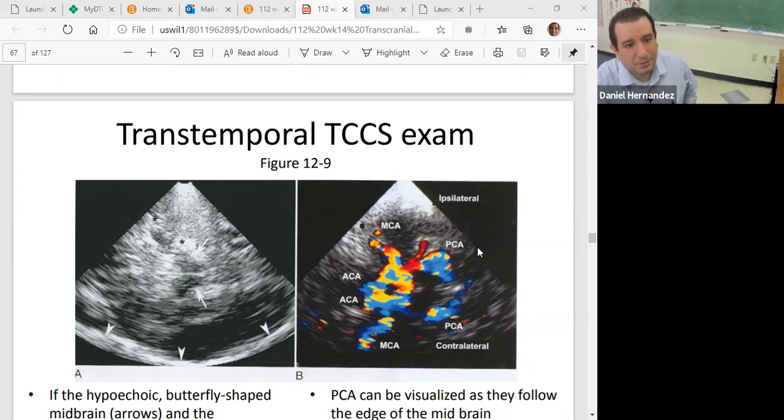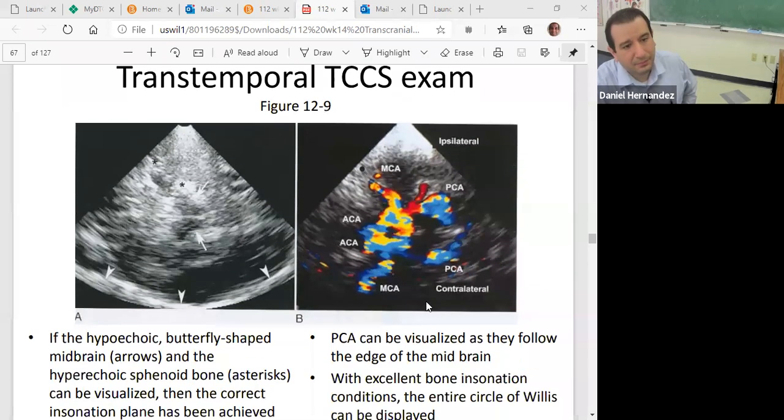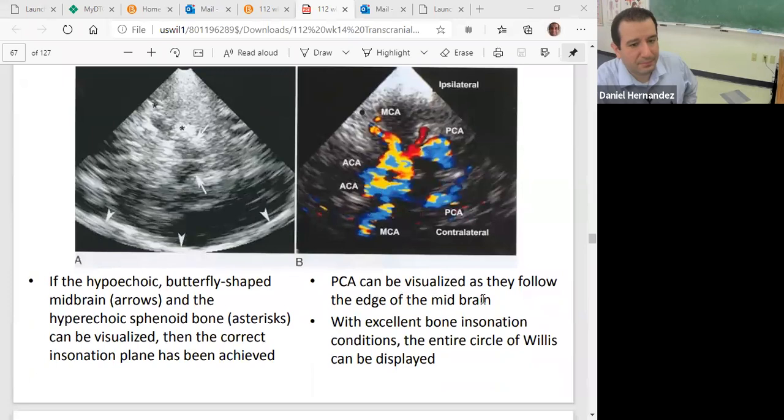A posterior communicating artery. We'll just say this is the patient's right. And the posterior cerebral artery on the other side. Anterior cerebral artery, both sides. So the posterior cerebral artery can be visualized as it flows around the edge of the midbrain. With excellent bone insonation conditions, the entire circle of Willis can be displayed.